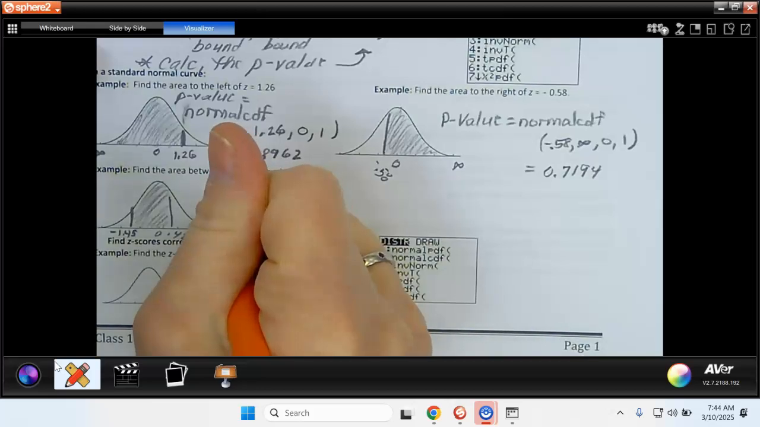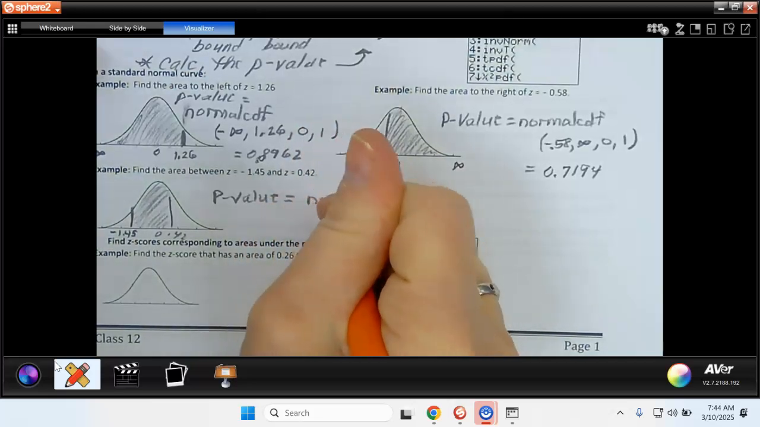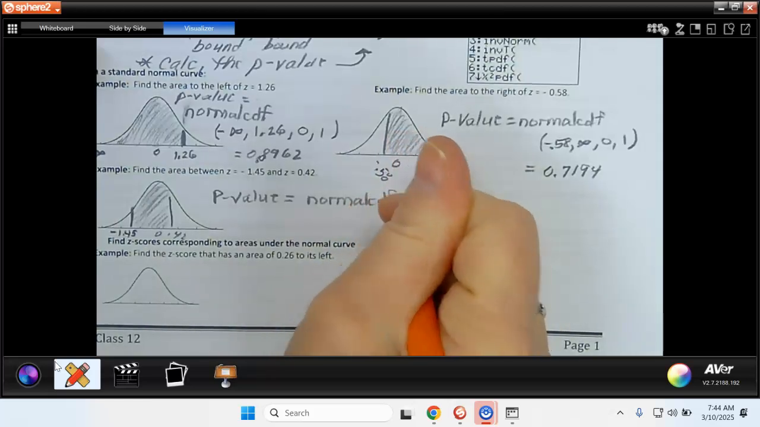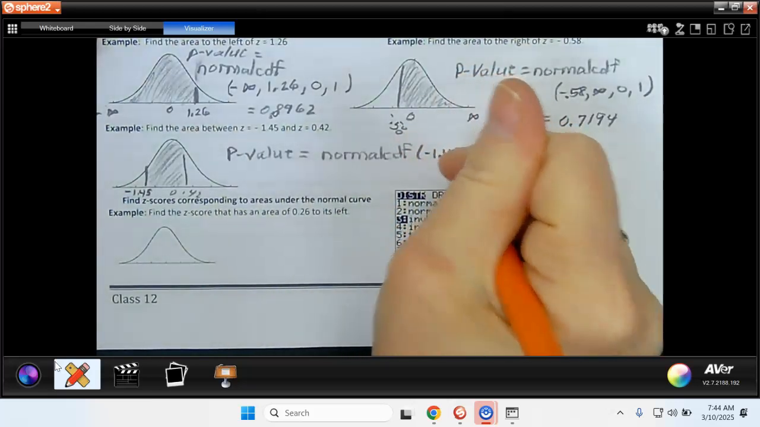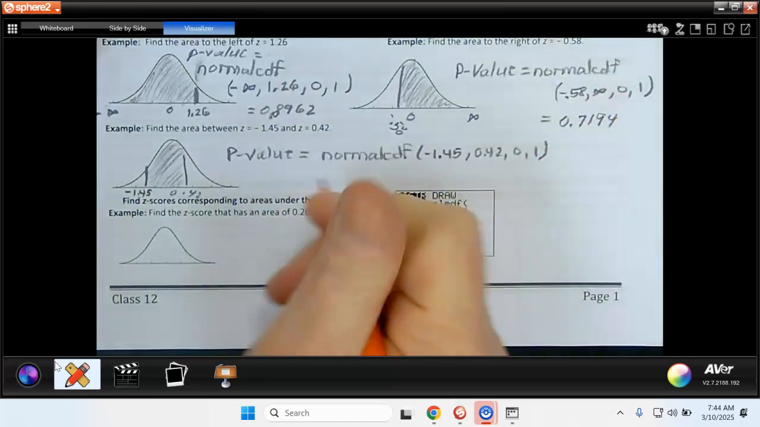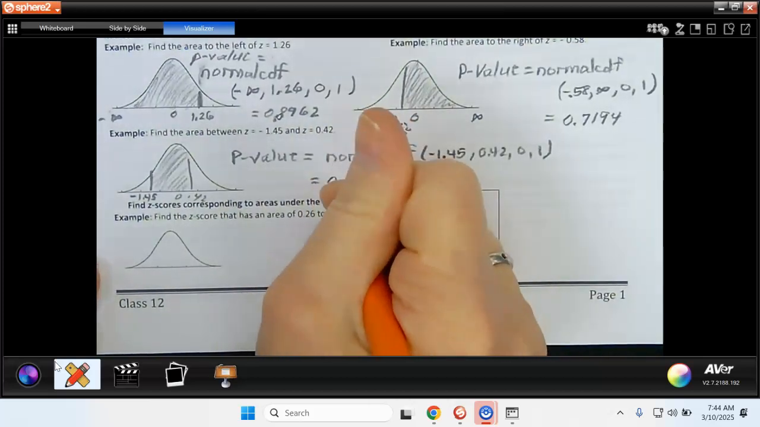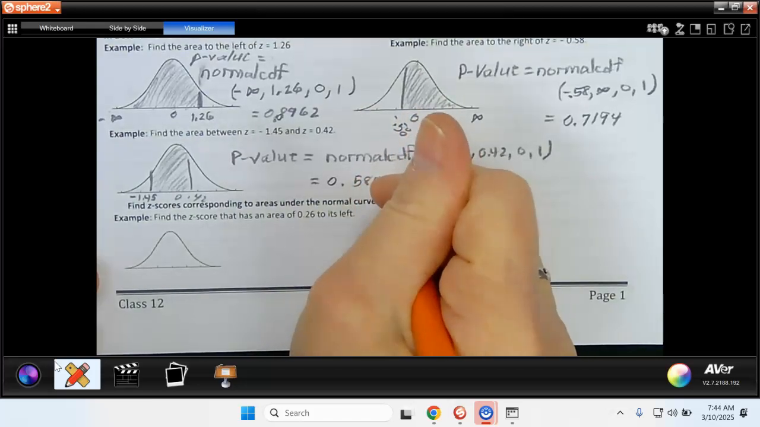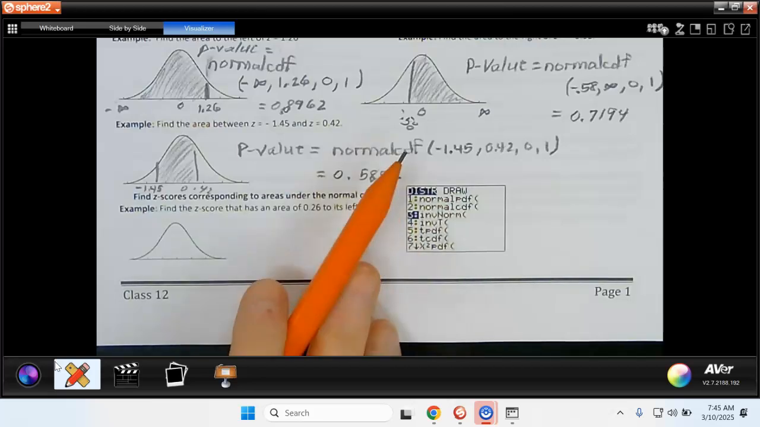Again, your p-value equals normal CDF. Now the low end of our shading is at negative 1.45. Our high end is at 0.42. Mean is 0, standard deviation is 1. Any questions on these? And your area will be 0.5892.